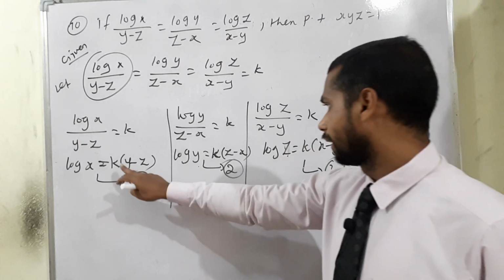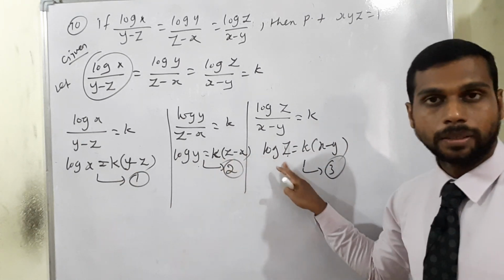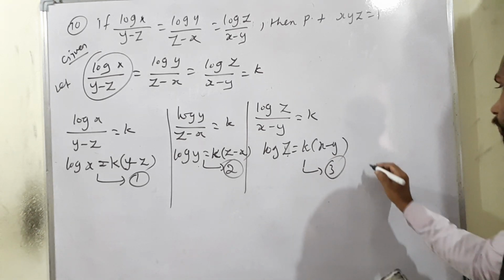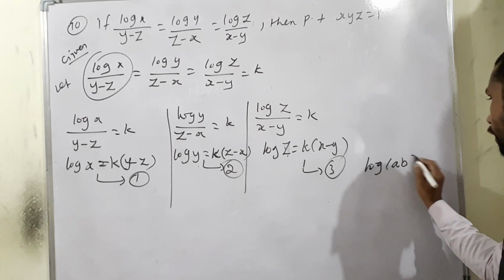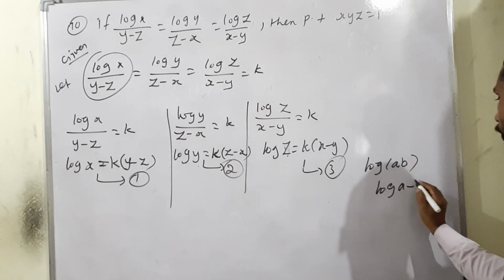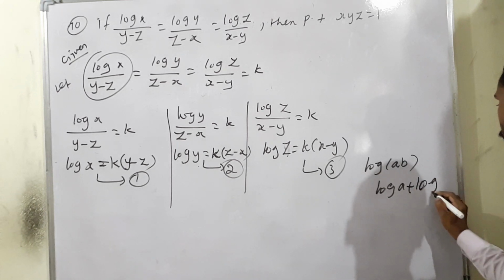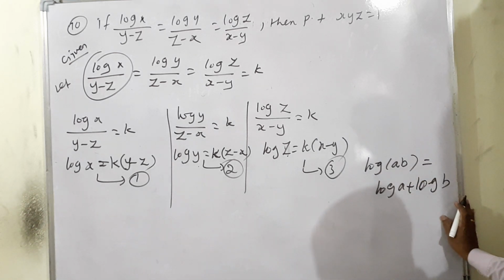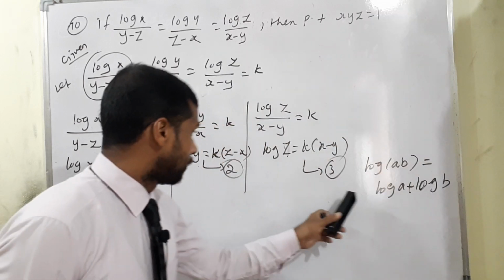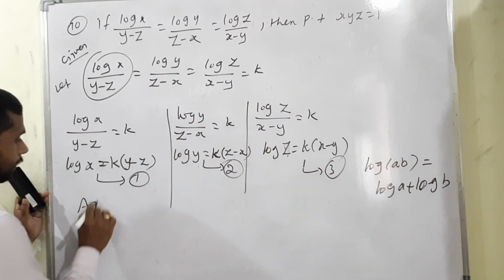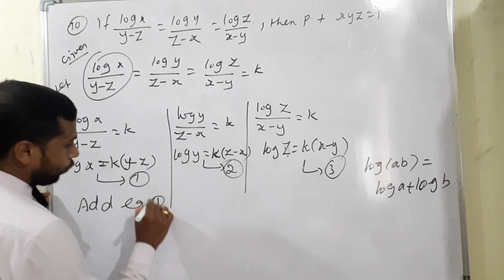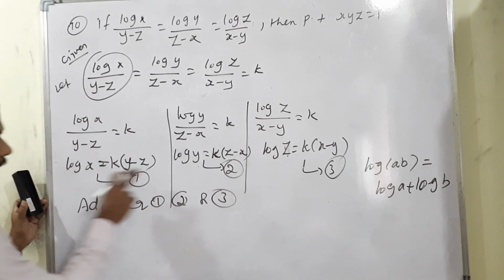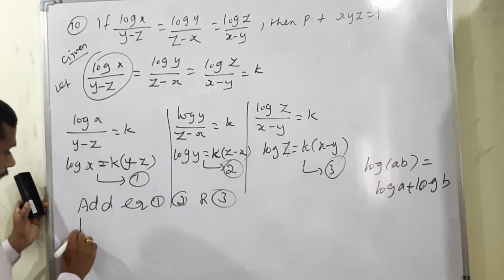Whenever log is added, we can say the terms are multiplied. Example: log of a into b can be written as log a plus log b. So with c, it is log a plus log b plus log c. So add the three equations, equation 1, 2 and 3. The left hand side is log x plus log y plus log z.